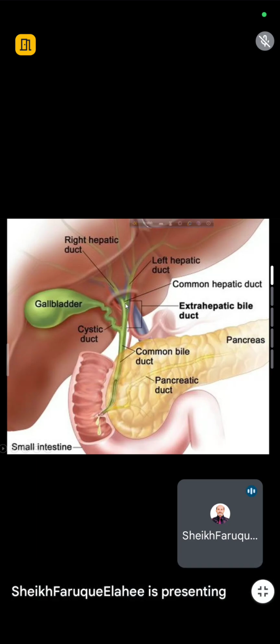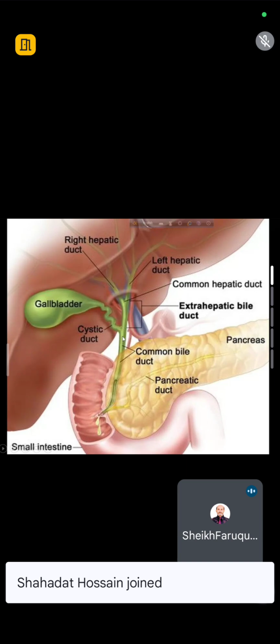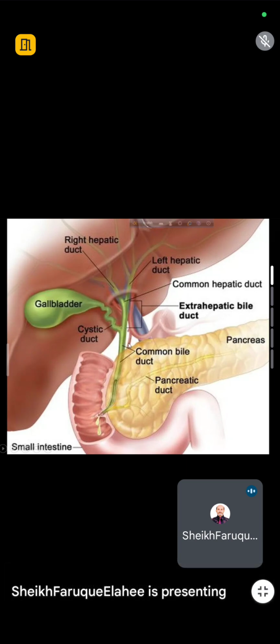This common hepatic duct goes below to meet the cystic duct coming from the gallbladder. This is the gallbladder, and it has a duct. This is called the cystic duct. So this cystic duct and common hepatic duct combine together to form a bigger trunk. This is called the common bile duct. In brief, we say CBD, common bile duct.